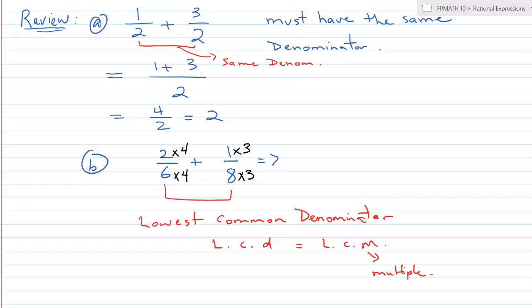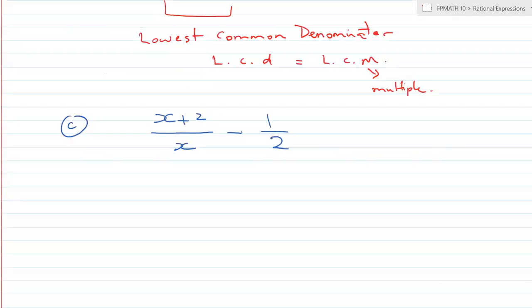So now you will have 8/24 plus 3/24, and in this case the same rule applies. You have the same denominator, add the numerators, and that is it. Okay, so let's look at another example.